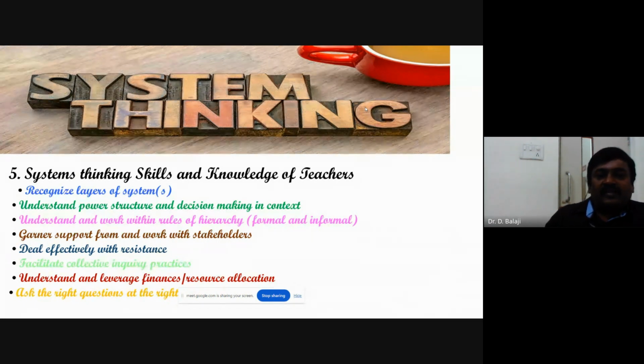So facilitate collective inquiry practices. Collective inquiry means everybody, if any questions come up, we have to facilitate and give information. Understand and leverage financial resource allocation. Resource allocation is very important for any organization, so you have to understand and leverage finances. Ask the right questions at the right time. You should ask the management and everybody these right questions at the right time.